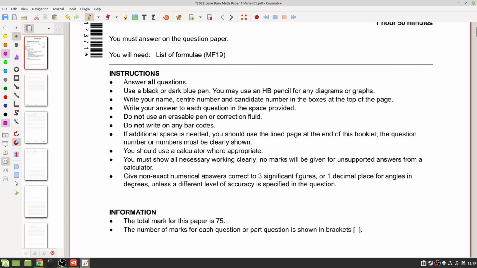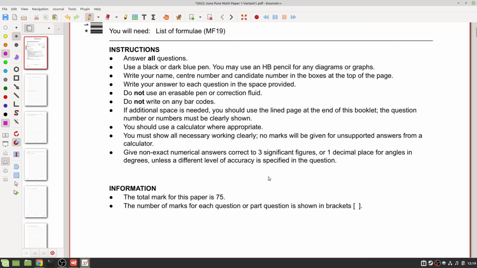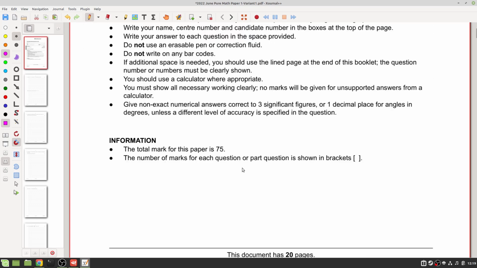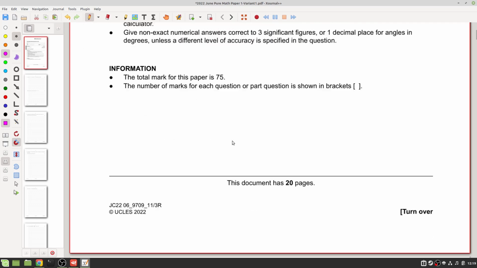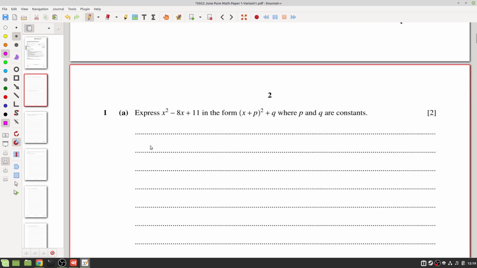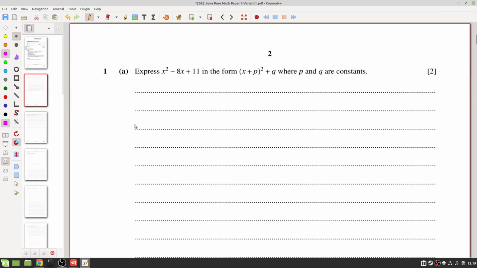Okay, so again, rounding off is to 3 significant figures, or if we have angles in degrees, we round off to 1 decimal place. Again, in the description below, there will be timestamps for each specific question, so you can have a look at that to see whichever question you'd like to look at.